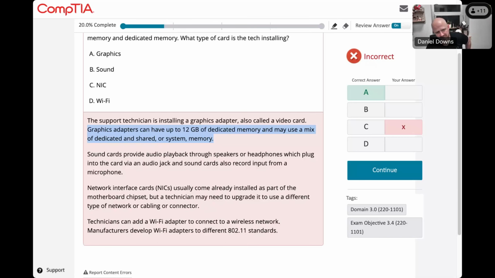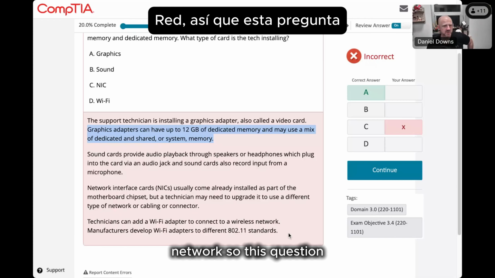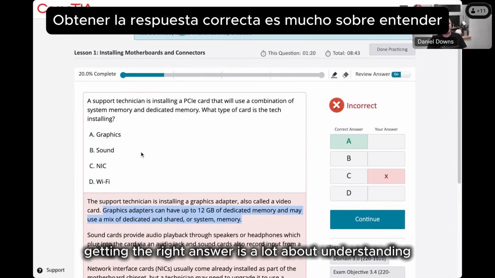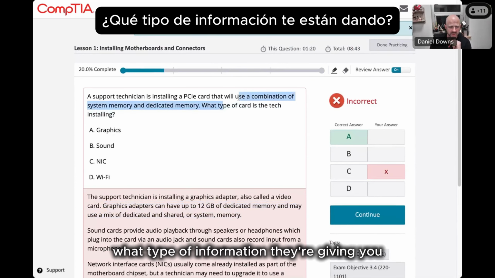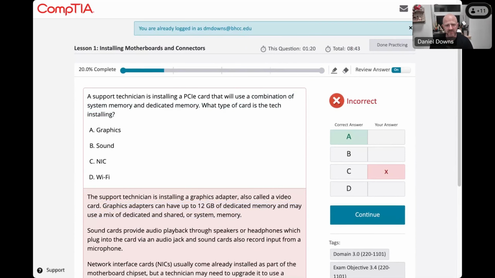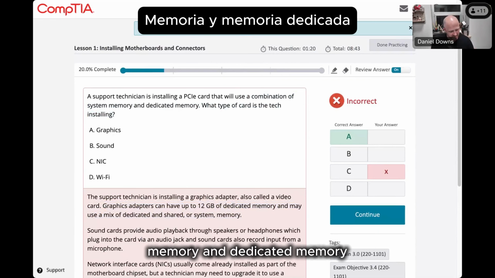Okay, so just keep that in mind. And then technicians can add a Wi-Fi adapter to connect to a wireless network. So with this question, getting the right answer is a lot about understanding what type of information they're giving you. And here they're giving us that information around it being connected to the system memory and dedicated memory.